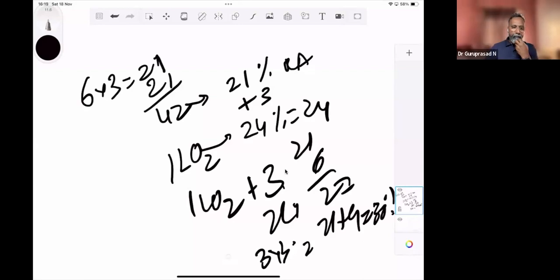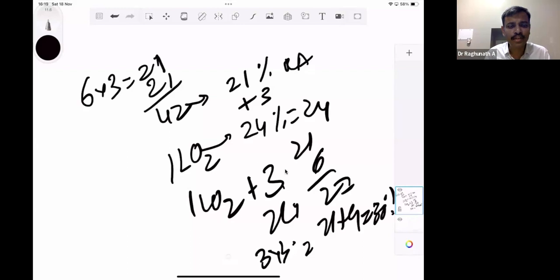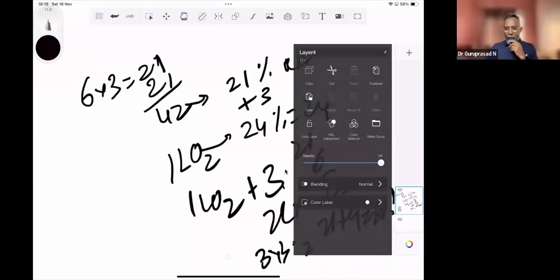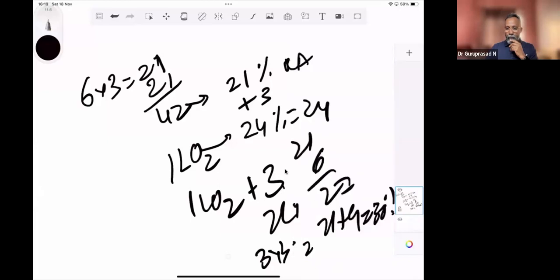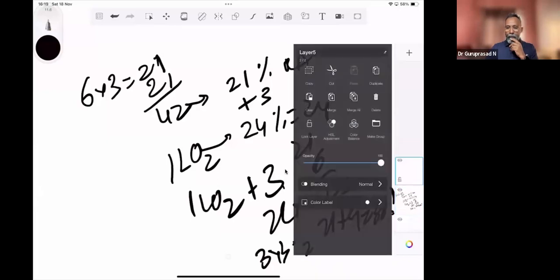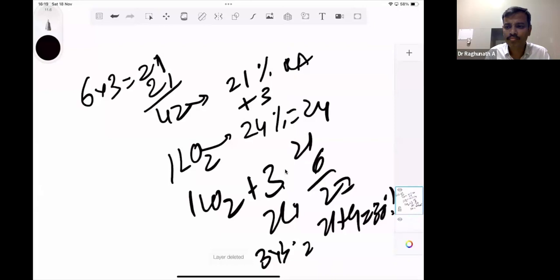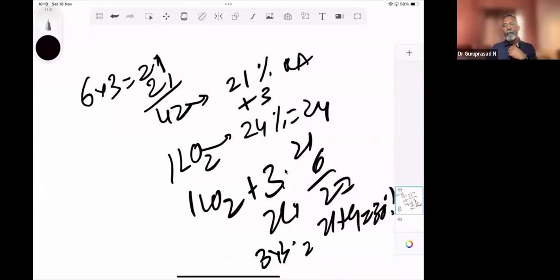Okay, good, sir. Which one do you prefer, delta gap or delta ratio? It totally depends on the clinical scenario, Raghu. If I start getting negative values, I'll go for a delta gap.